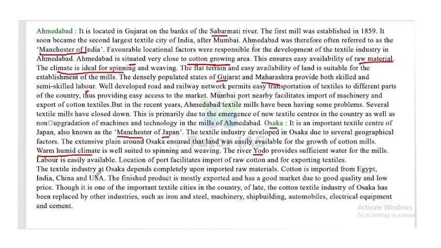The textile industry at Osaka depends completely upon imported raw materials. Cotton is imported from Egypt, India, China and USA. And the finished product is mostly exported and has a good market due to the good quality and a low price. Though it is one of the important textile cities in the country, of late the cotton textile industry of Osaka has been replaced by other industries such as iron and steel, machinery, shipbuilding, automobiles, electrical equipment and cement.